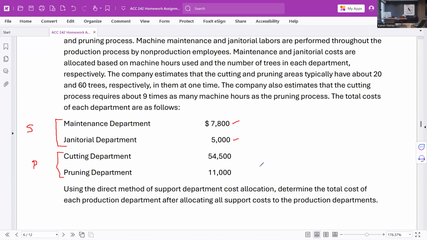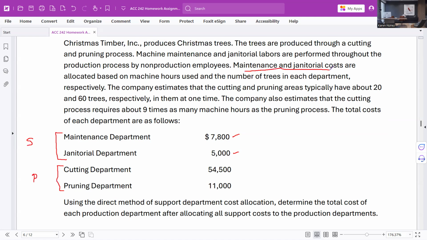Now, how are we going to allocate those costs? Well, the maintenance and janitorial costs are allocated based on machine hours and number of trees, right? So maintenance is machine hours, and we usually just abbreviate that MH, and janitorial is trees. And the janitorial is going to be allocated based on trees.